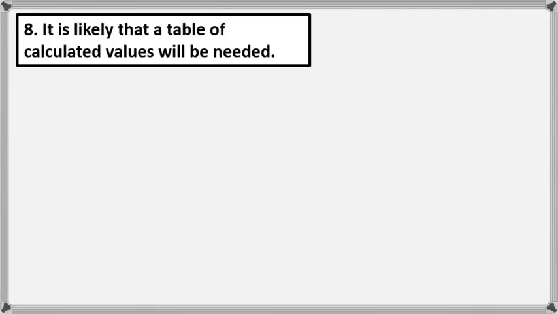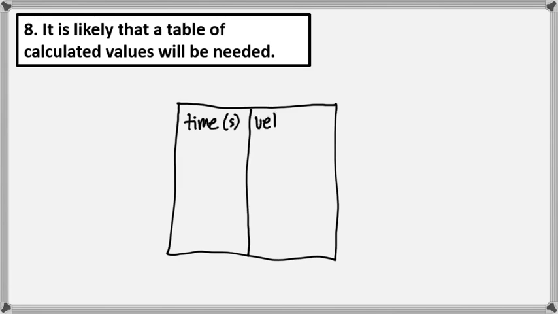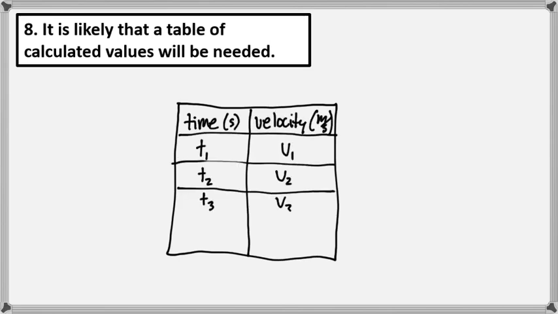And this leads us to what is likely to be the calculated values that you're going to make a table of. The velocity are the calculated values. Of course, you already have the time, but to make it neat, you can put them into this table as well.